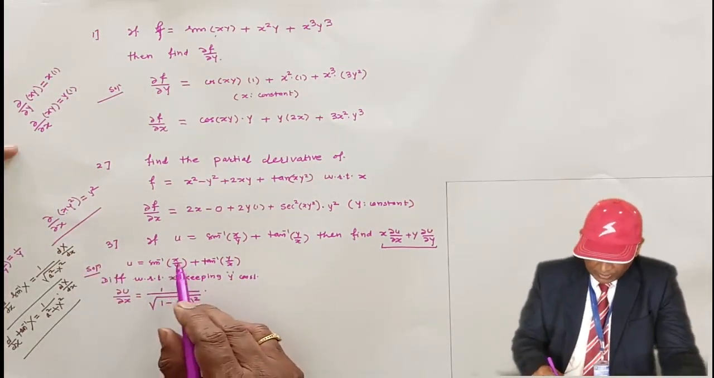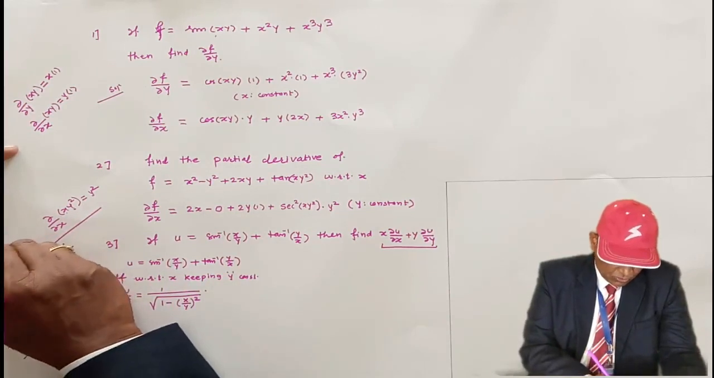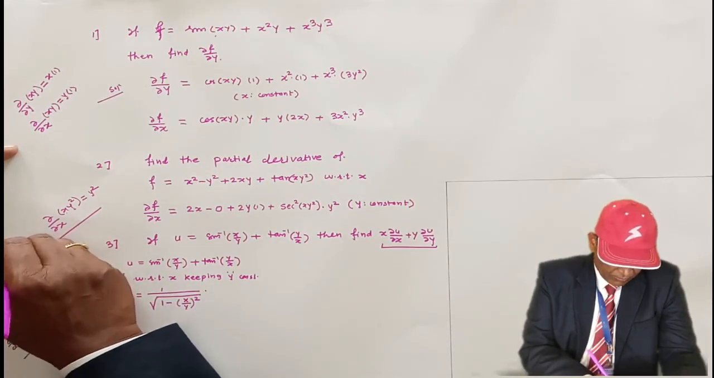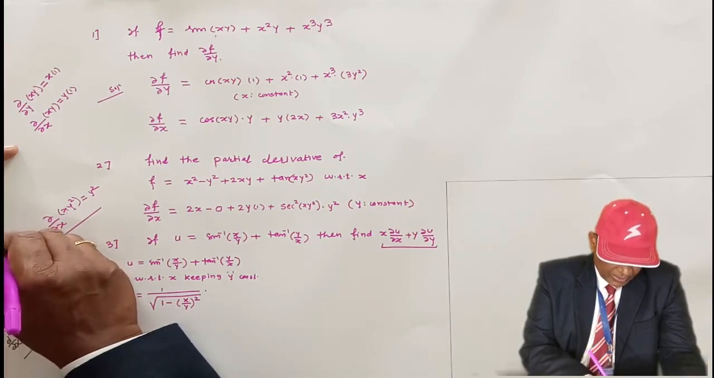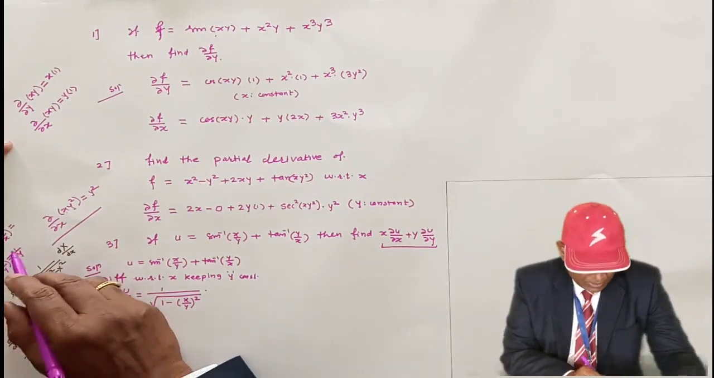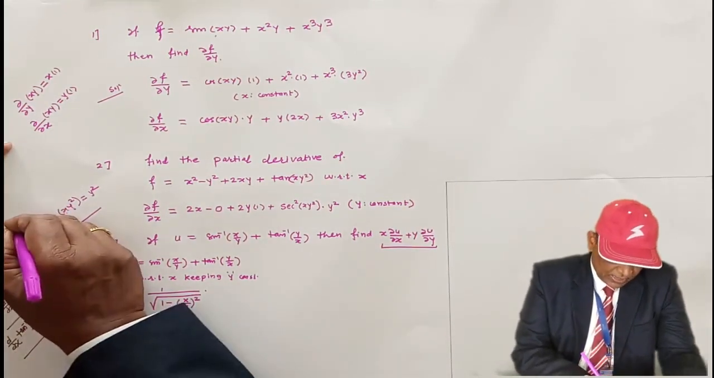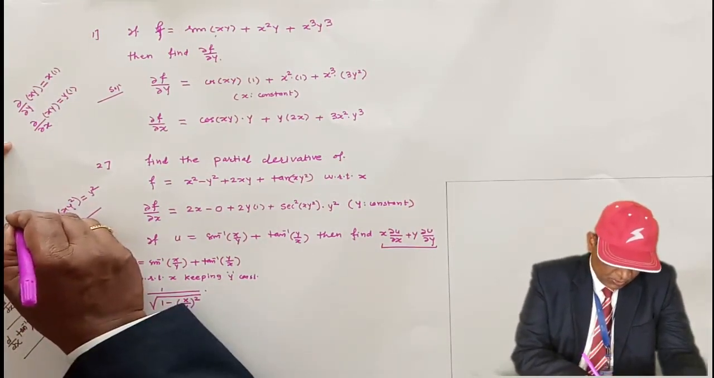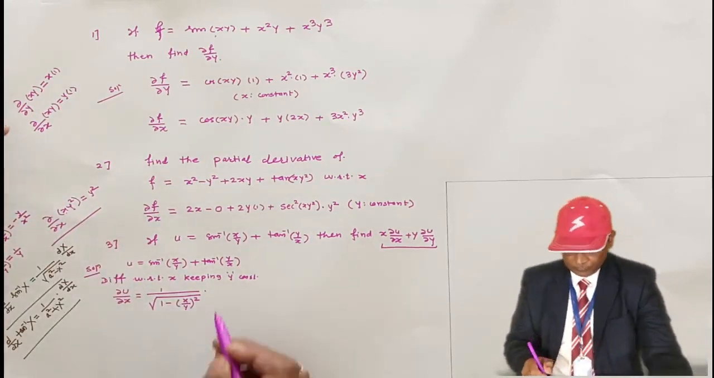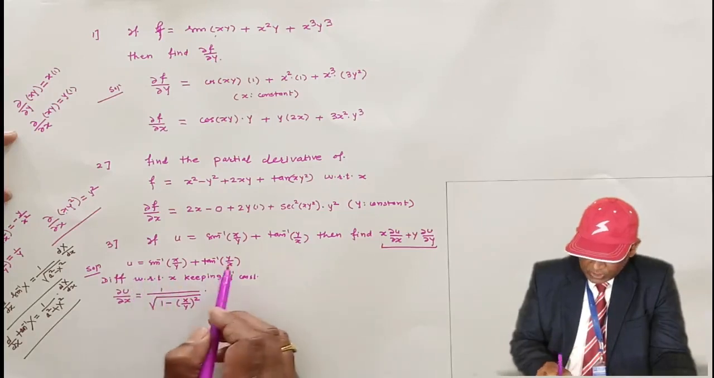Derivative of y by x will also be required. Derivative of y by x is what? Here y is constant and derivative of 1 by x is minus 1 by x square. Y is constant. Okay.